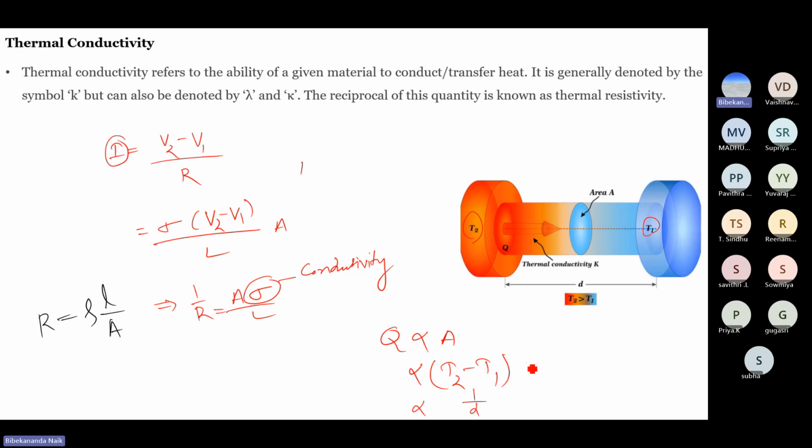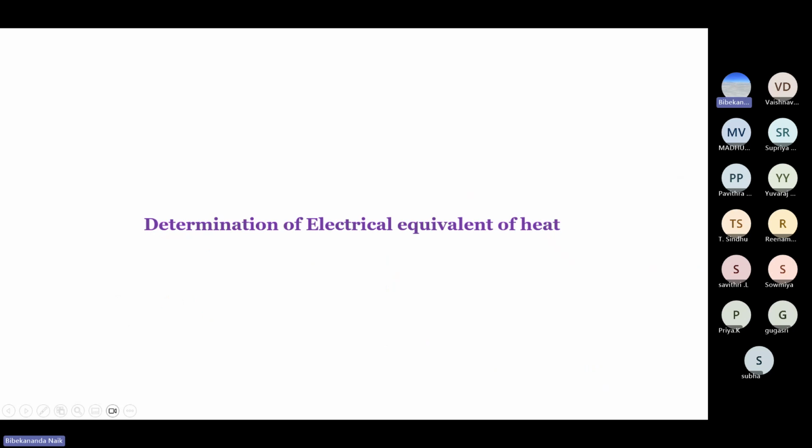So if we write it, Q is equal to K A (T2 minus T1) divided by D. This K is the coefficient of thermal conductivity. We call it kappa, or we can also represent it as lambda. This K is the coefficient of thermal conductivity and its reciprocal is known as thermal resistivity.